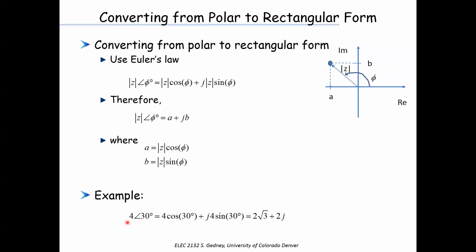So for example, 4 angle 30 would be 4 cosine 30 degrees plus j 4 times sine of 30 degrees. Since the cosine of 30 is root 3 over 2, that would give me 4 root 3 over 2, or 2 root 3, for a real part. And since sine of 30 is a half, then 4 sine 30 just gives me 4 over 2, or 2. And that's how I would convert that to rectangular form.